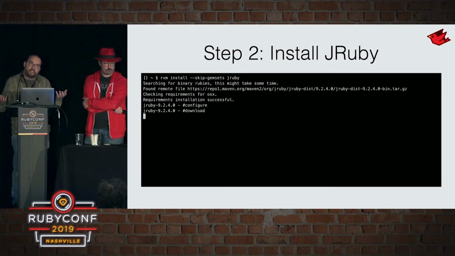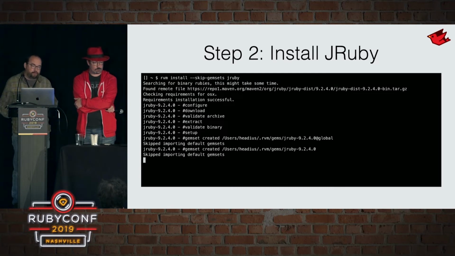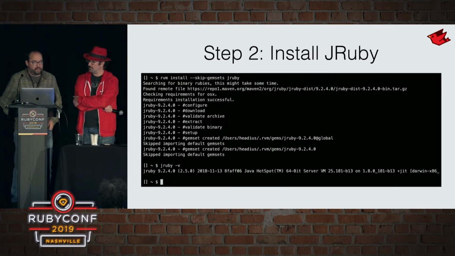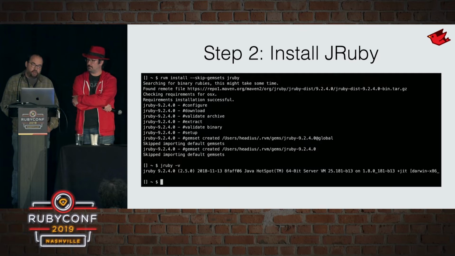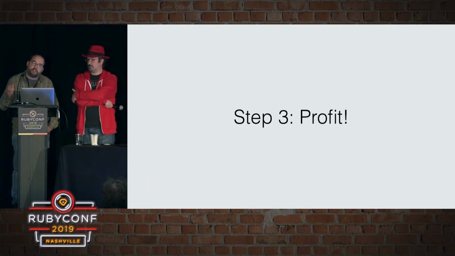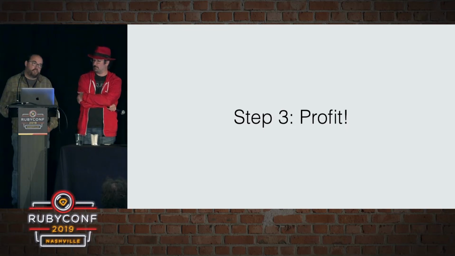So this is exactly like using CRuby, right? And I can't see when that finishes. All right. So alternately, if you're on Windows, you might want to go to our website and download our installer, because that's sort of the Windows way. But there is no step 3. So once you have Java, this is no different than working with any other Ruby.